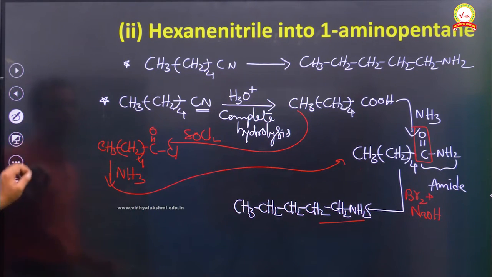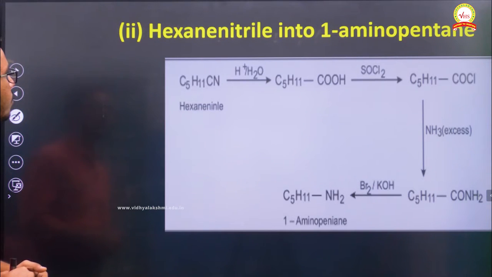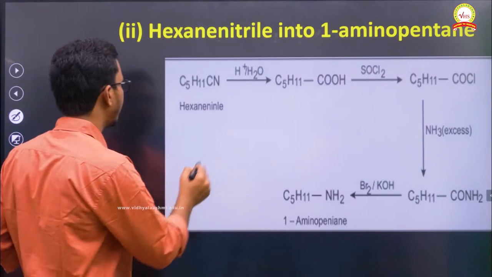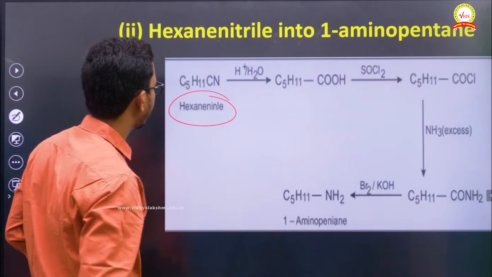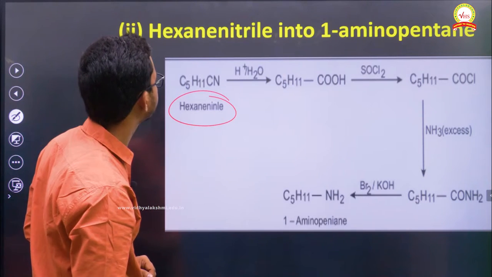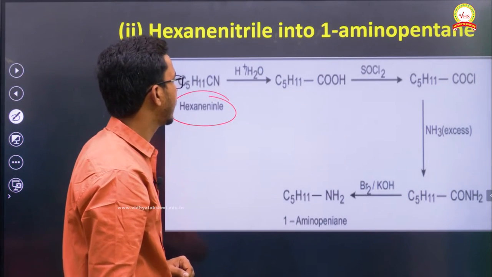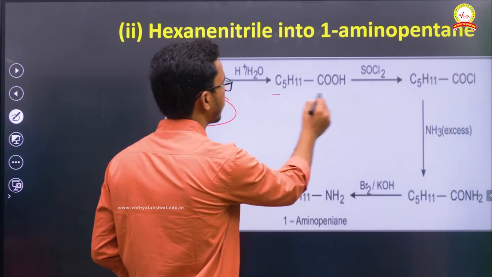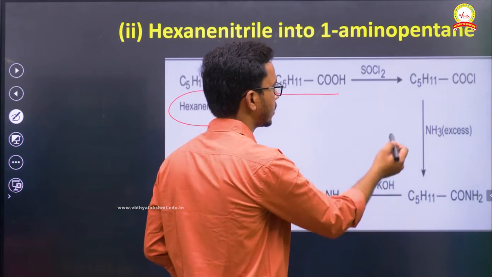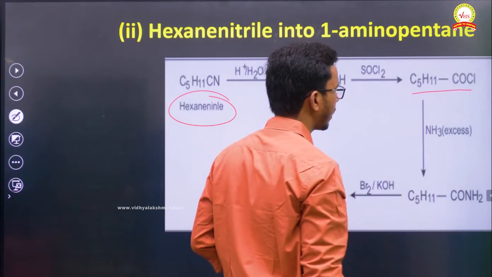Okay, let us see whether the conversion is right or wrong. Okay, now in this one, what do we have? We have hexanenitrile. This nitrile on hydrolysis gives what? Acid. This acid on reaction with SOCl2 gives acid chloride.